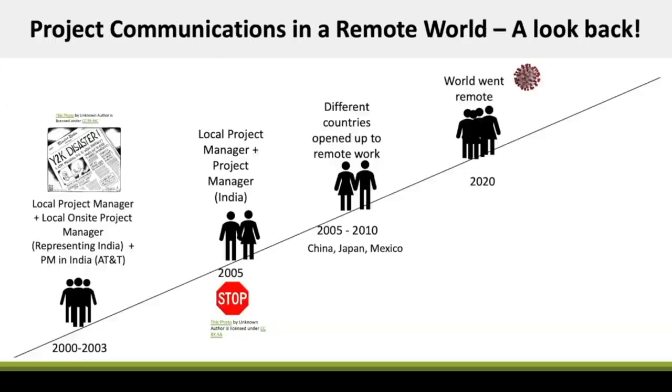So let's look back, right? So what did we have? We had the Y2K disaster, right? The whole world's going to fall apart. We had a local project manager. We had a local on-site project manager. So when I was at AT&T, we had someone representing someone in India, and then we had a PM in India. Then in 2005, we said, oh, stop that. That's getting too expensive. We'll just have a local project manager, and we'll have a project manager in India.